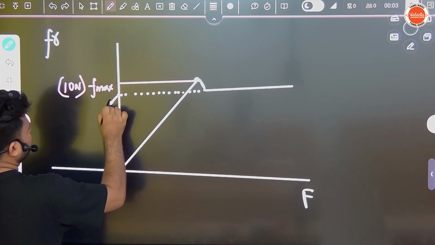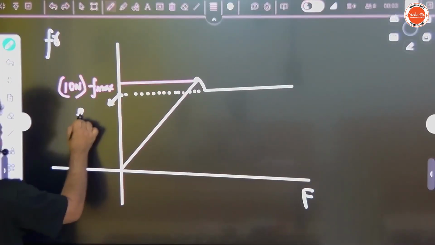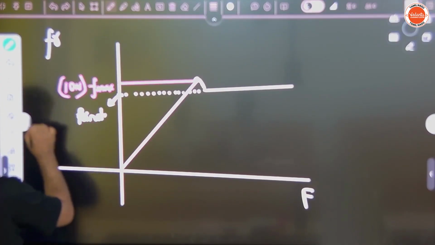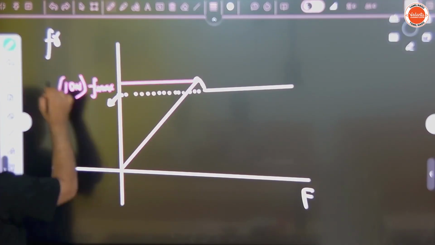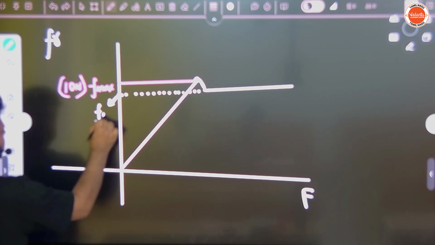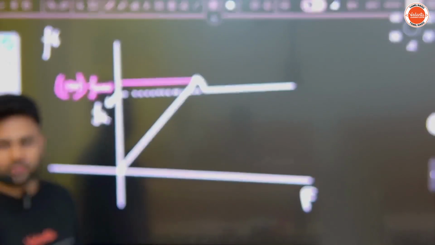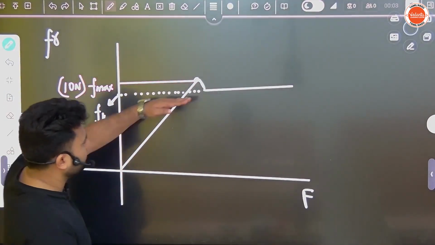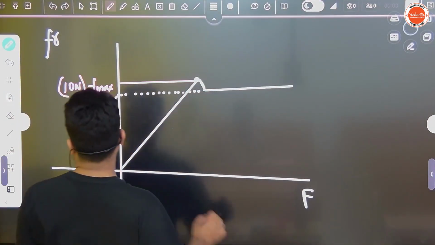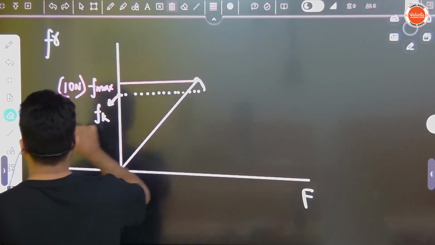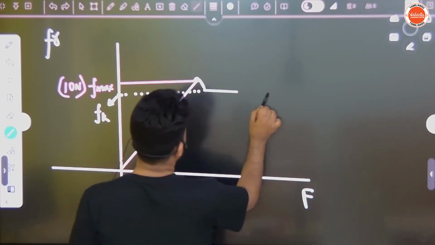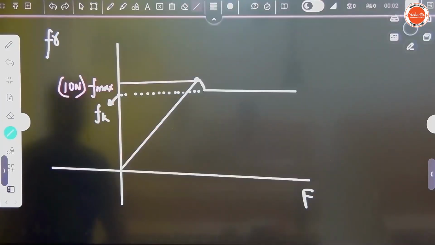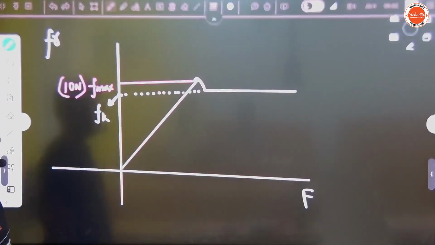If I say this, what is this point? Kinetic friction, or Fk, I am writing directly. Fk. So this graph is important. This graph is very important. This is not going up. This is stable, a straight line. This is stable and a straight line. Okay. Correct.